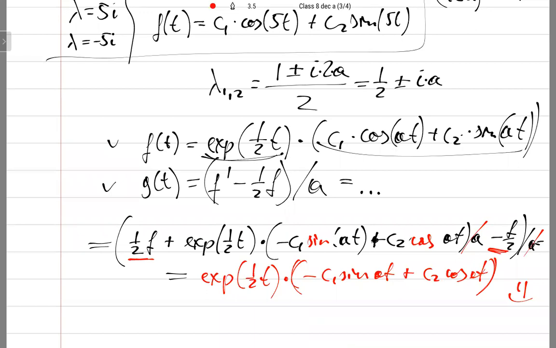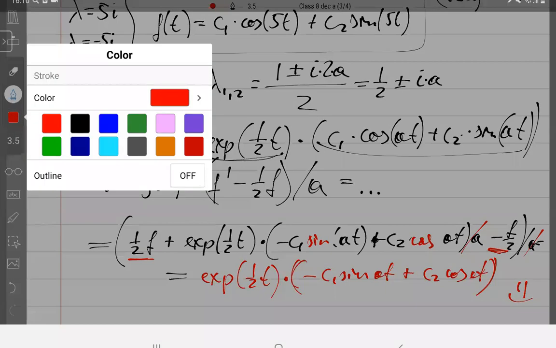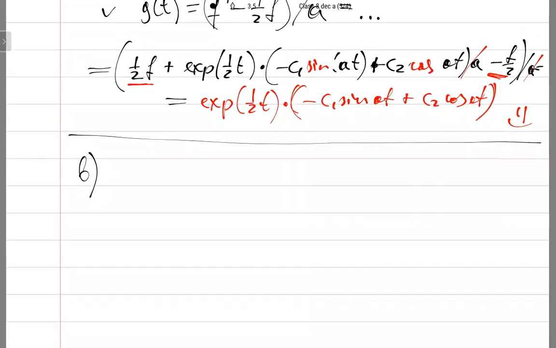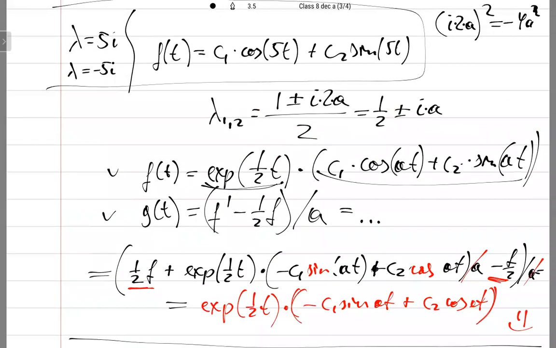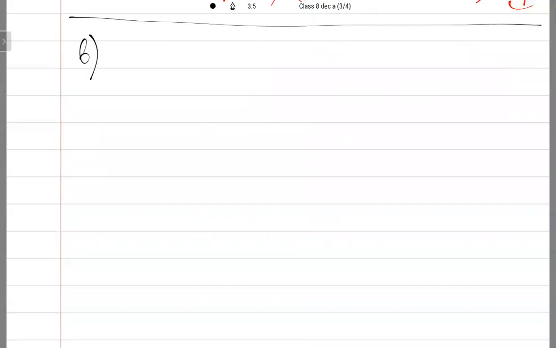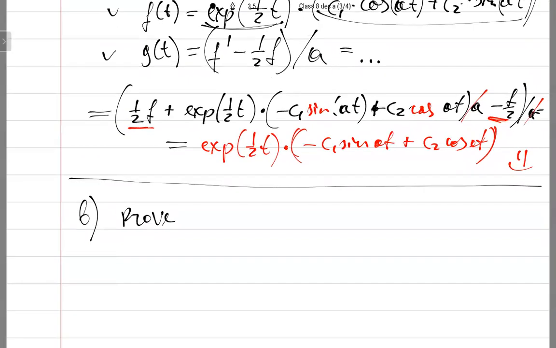Okay. So for the point B, any questions about A? No. Okay, let's move on to B. Prove. So we have found all the solutions. So there are many solutions.